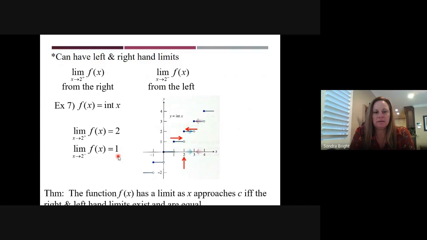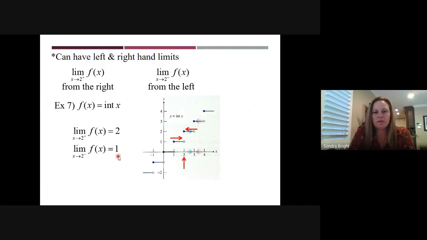And notice that the function's actual value at 2 is this closed dot. So if you were to ask what's f of 2, what's the function's value at 2, you would say 2 because of this closed dot. But the limit coming from the left is different. So we would say the limit does not exist as just x approaches 2, right? Because from the left and from the right, they're different y values.